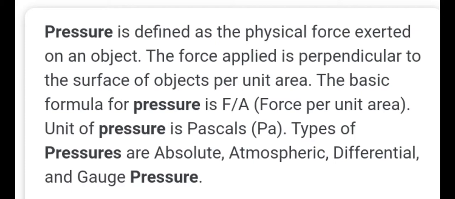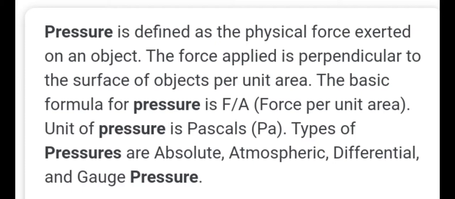This is pressure. What is pressure? Pressure is defined as a physical force exerted on an object. Pressure is a force per unit area. The force is applied perpendicular to the surface of the object per unit area. The basic formula for pressure is F upon A. F is force and A is the area. So it is force per unit area. And the unit is pascals.